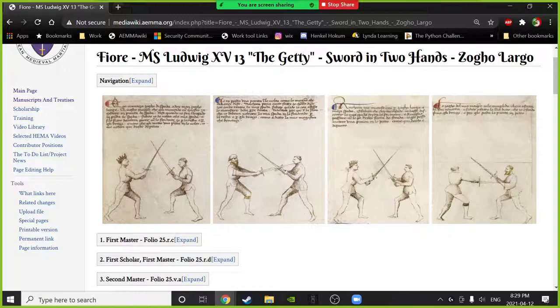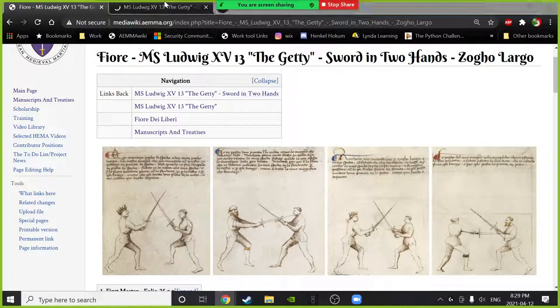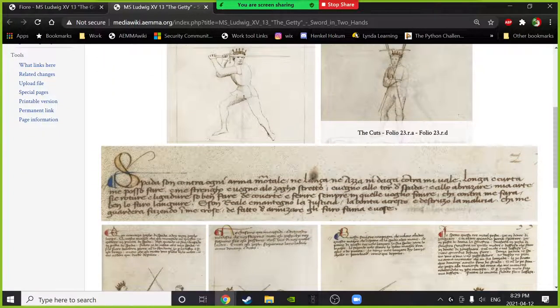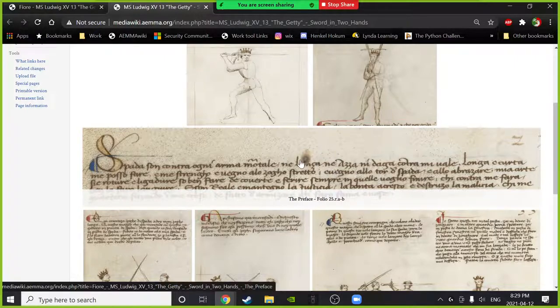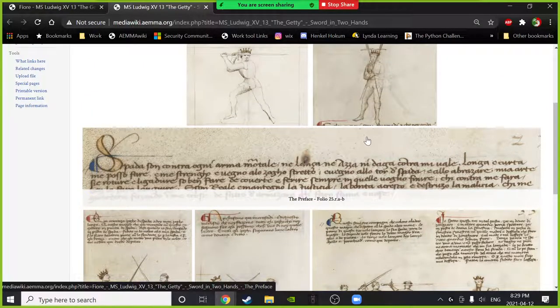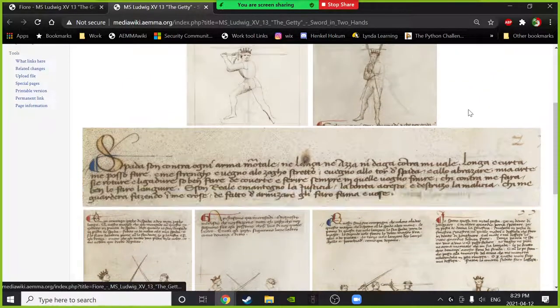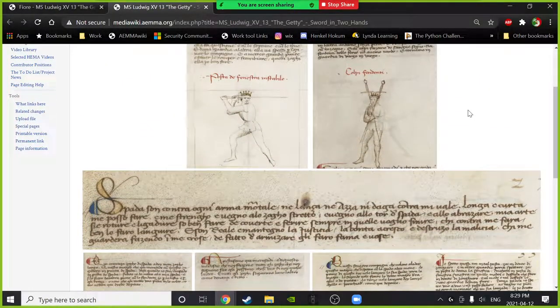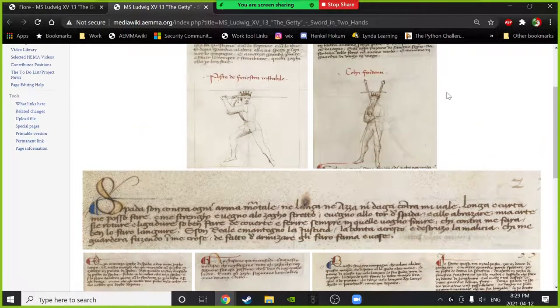Right, so this week we're in Jogo Largo. Last week we dealt with the cuts and some other fighting principles, and we took some time to talk about the cuts. And we entered into Jogo Largo. Does anybody have any questions about anything that we talked about last week before we get into it? No? Okay, cool. So, again, we're still in the sword in two hands section.